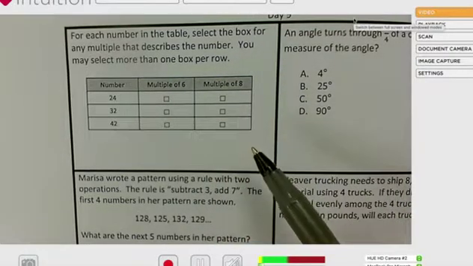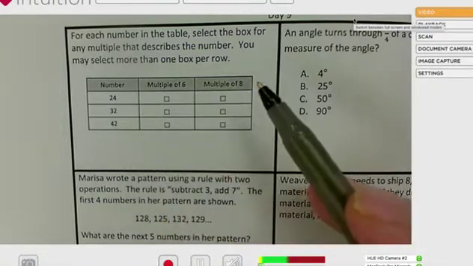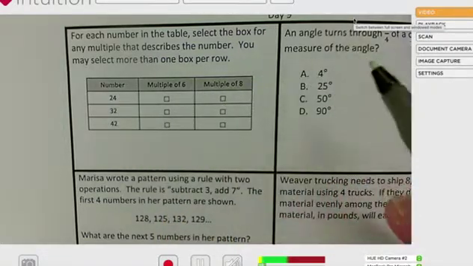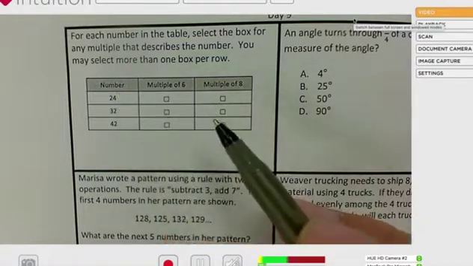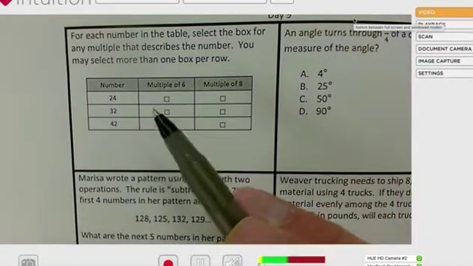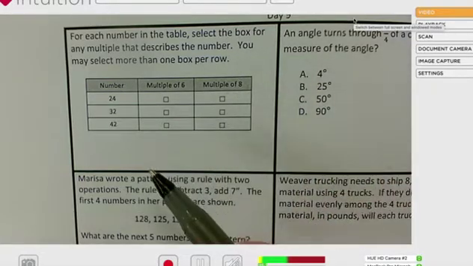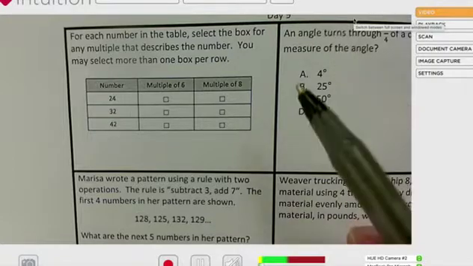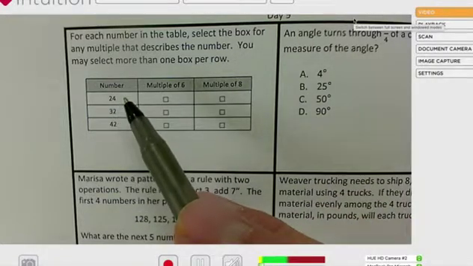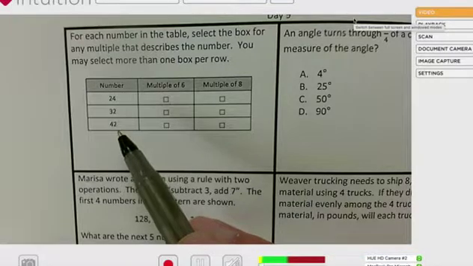That's what we're doing here, okay? Same with this right here, multiple of 8. Is 24 a multiple of 8? Can you skip count by 8 and eventually get 24? Or is 8 times something 24? If the answer to that is yes, check it off. If not, leave it alone, okay? So you do that for the numbers 24, 32, and 42, okay?